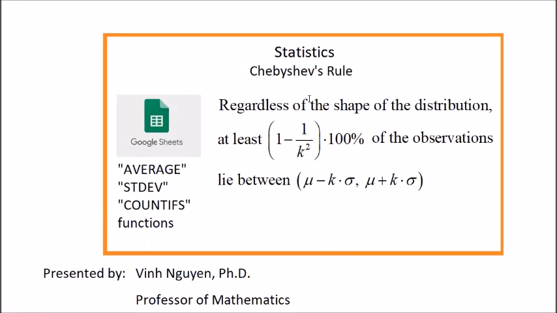In this video, I'm going to talk about something called Chebyshev's rule. What it says is that regardless of the shape of the distribution, meaning whether the distribution is bell-shaped or not, at least 1 minus 1 divided by k squared percentage of the observations will lie between mu minus k times the standard deviation and mu plus k times the standard deviation.